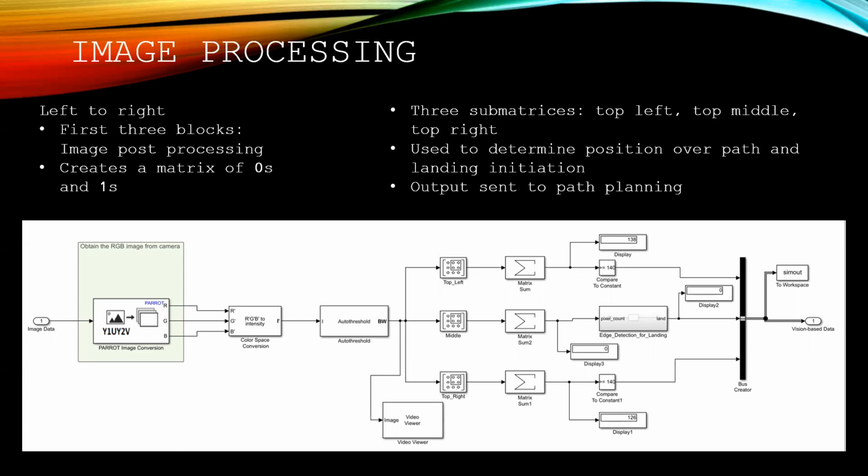3 matrices are then extracted from the top left, middle, and right of the image. Each submatrix is summed to determine the amount of white area in each section. The sum from the left and right matrices are compared to constants to determine the position of the drone over the path, and the middle matrix sum is compared to a constant to determine if the drone should land. The output data is then sent to the path planning block set, which Robert will cover on a later slide.